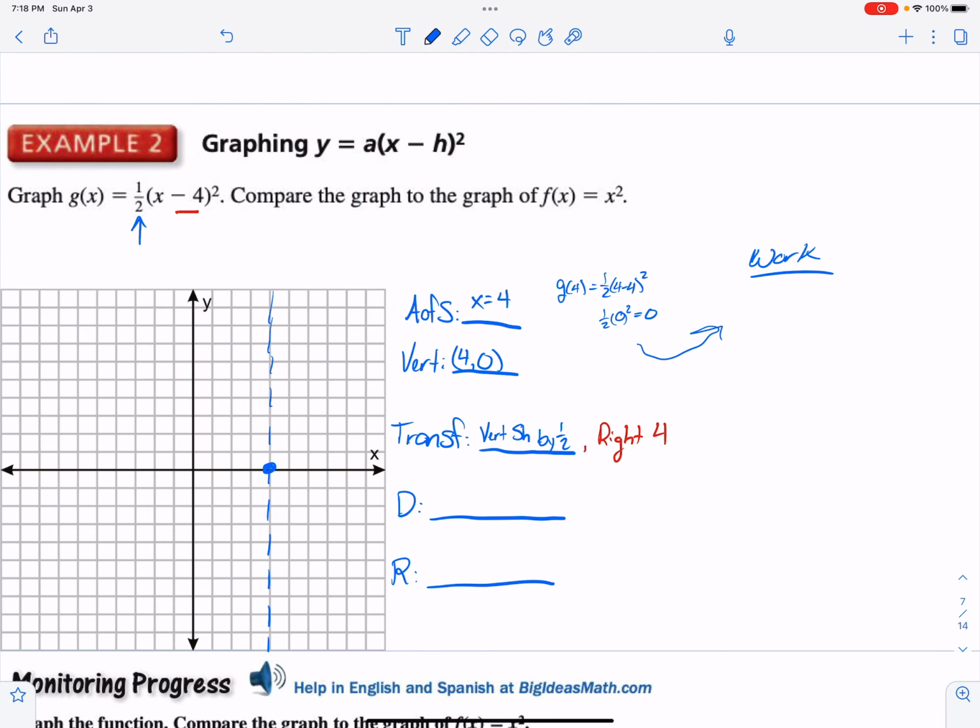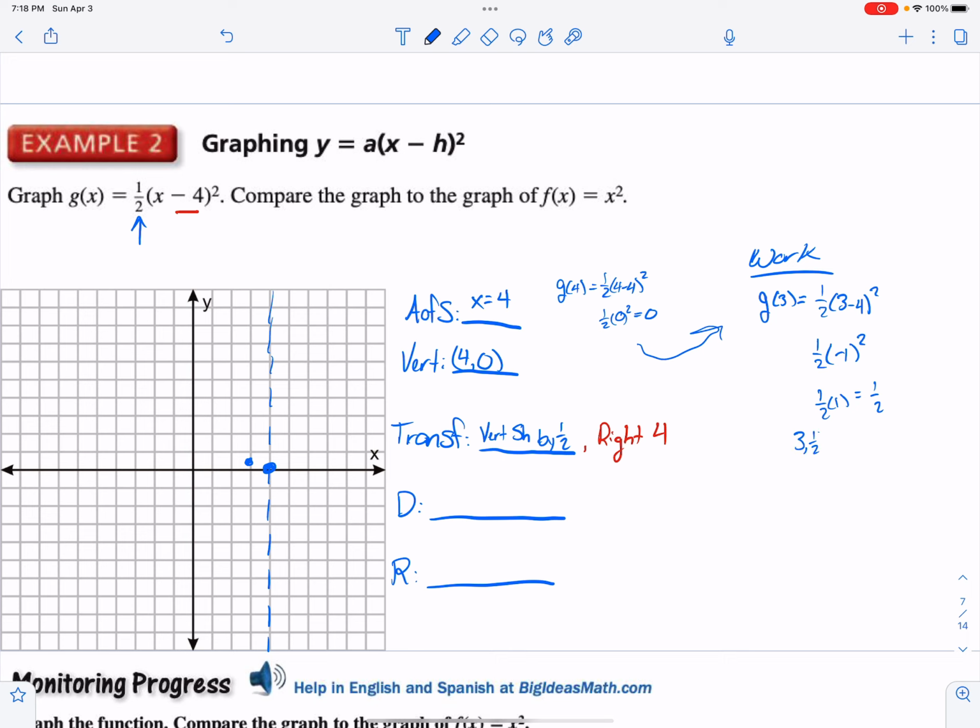Now, if I want to find another coordinate point, I need to plug in a value that's close to my axis of symmetry. So my first value is 4. I'm going to plug in 3. When I plug 3 into my function, I have 1/2 times (3 minus 4) quantity squared. So that gives me 1/2 times (-1) squared, which is 1/2 times 1, which is just equal to 1/2. So at 3, I'm at 1/2.